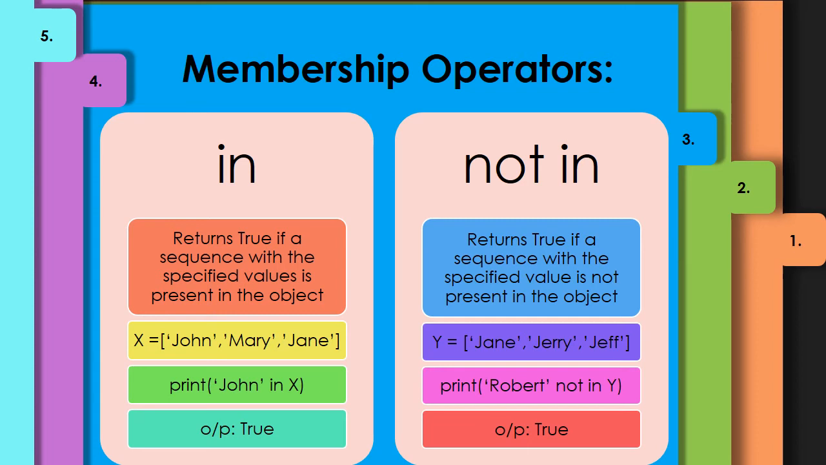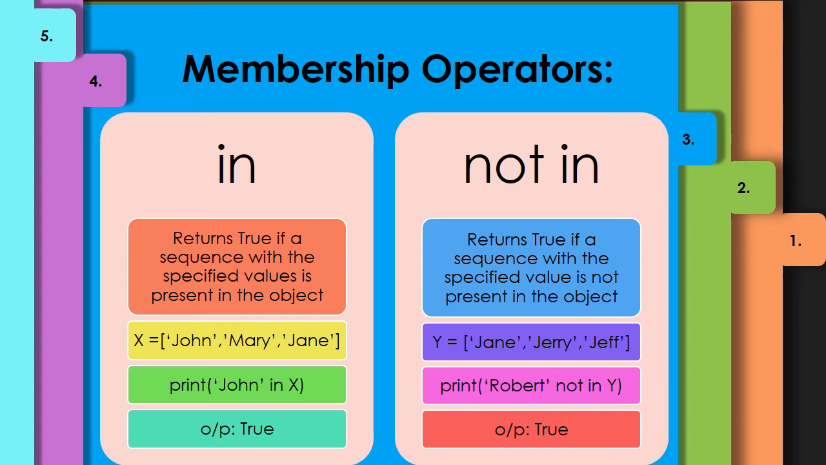Here, for example, we have a variable x, which is a list. In the list, we have three strings: John, Mary and Jen. Now we are checking if the string John is in x or not. So we are printing the return value of the in operator. For that we are using "John" in x. We have the string John in the variable x, so it will return true.